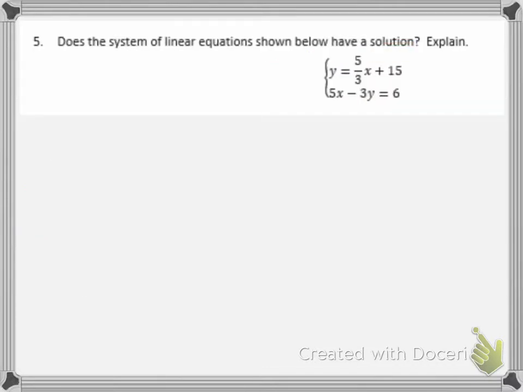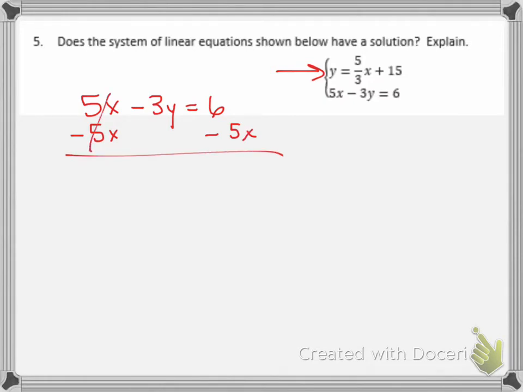Okay, last one, number 5. I've got slope-intercept form. That's nice, so I just change the second one. 5x minus 3y equals 6. Subtract 5x from both sides, and that gives us negative 3y equals negative 5x plus 6. Multiply by the reciprocal of negative 3, that's negative 1/3. Multiply over here by negative 1/3.